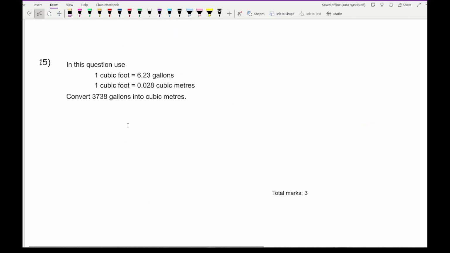Moving on to question 15, it says that in this question, use 1 cubic foot equals 6.23 gallons and 1 cubic foot equals 0.028 cubic meters. And it says convert 3,738 gallons into cubic meters. So looking at this first, what we want to do is convert the gallons into cubic feet. So it's going to be 3738 divided by 6.23, which equals 600 cubic feet.